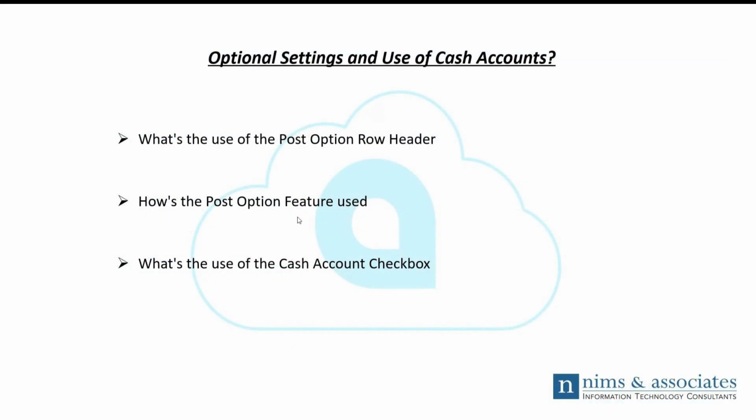As we continue on in today's ERP snapshot, the next topics we'll go over are optional settings and use of cash accounts. We'll take a look at what's the use of the post option row header. We'll briefly go over how the post option feature is used, and then we'll talk about what is the use of the cash account checkbox.